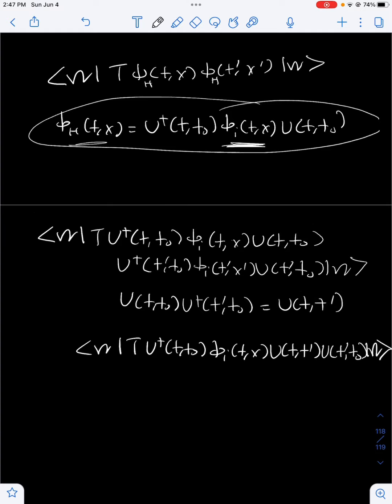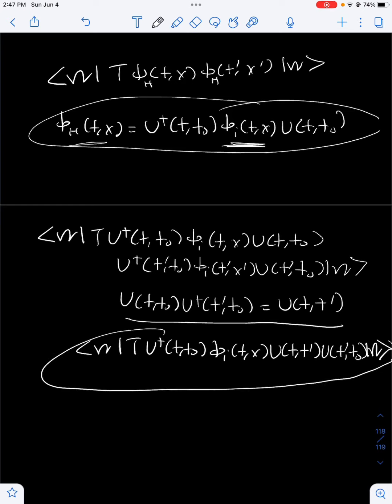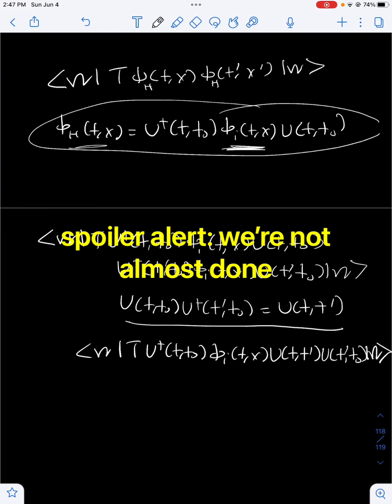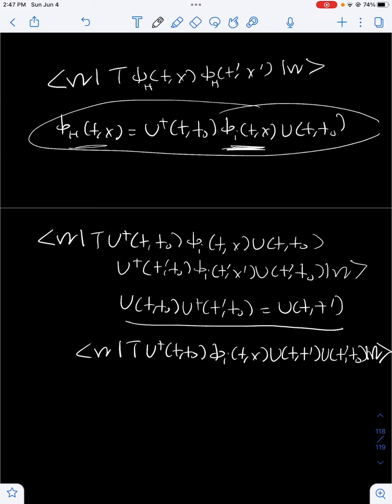All we did was plug in the Heisenberg expression fields with the free fields that are in the interaction picture, and then we can note this property over here. You guys can hopefully convince yourselves of that property, and then we get this right over here. Almost done, okay? We now only have free fields in here.